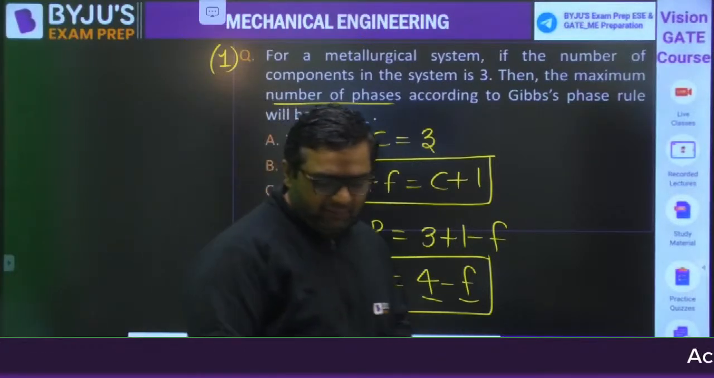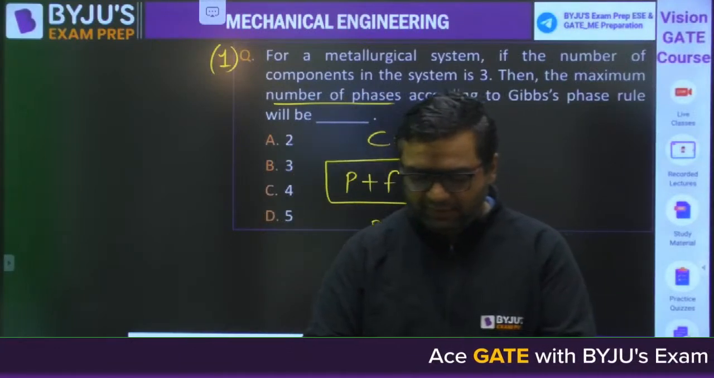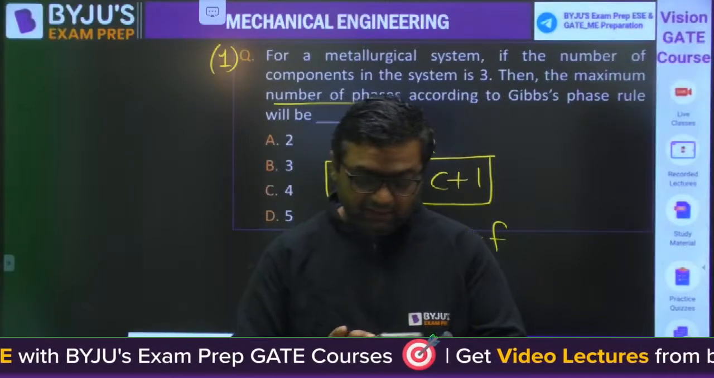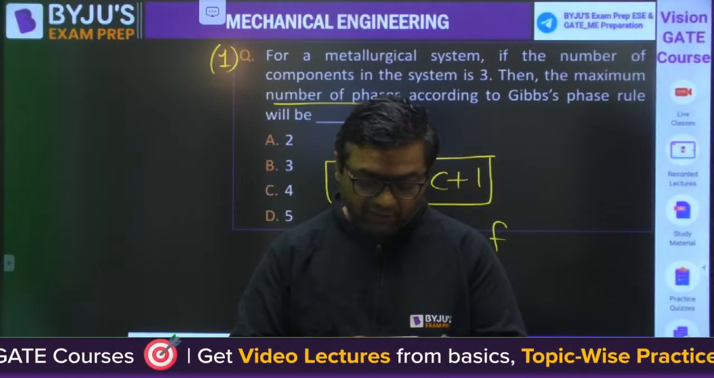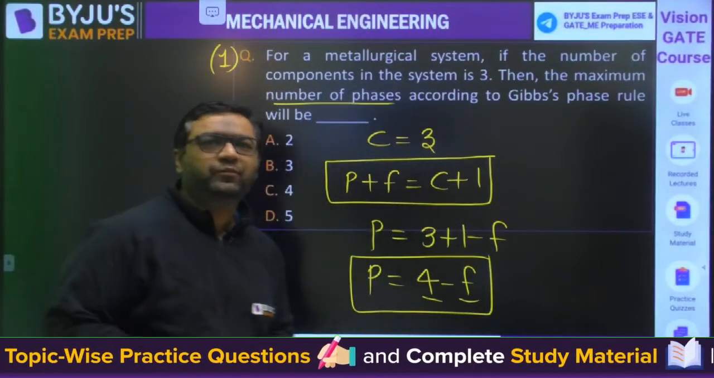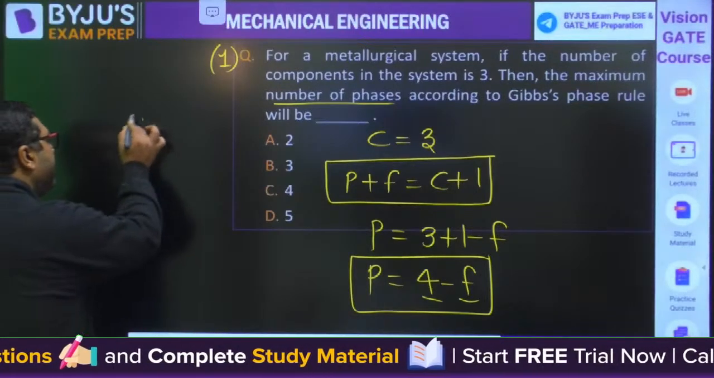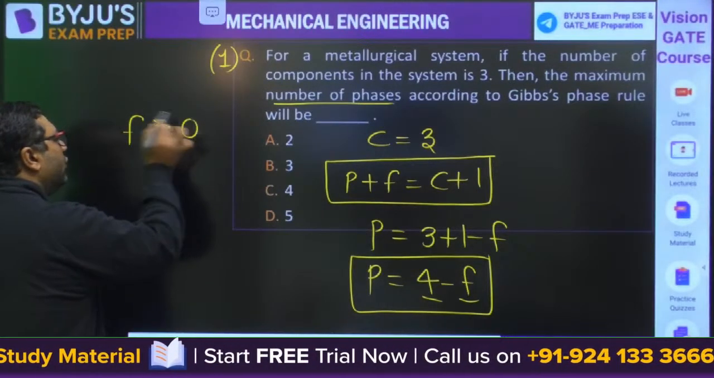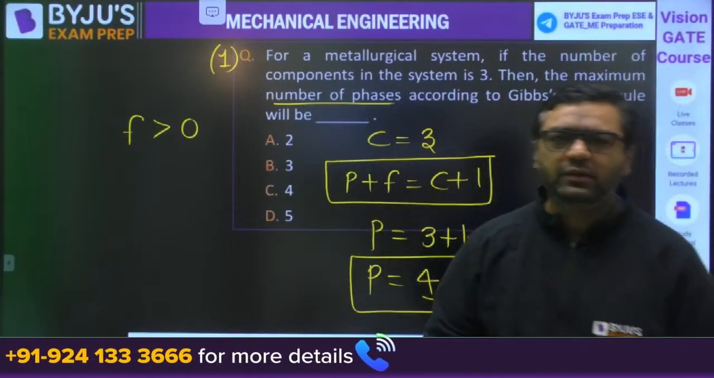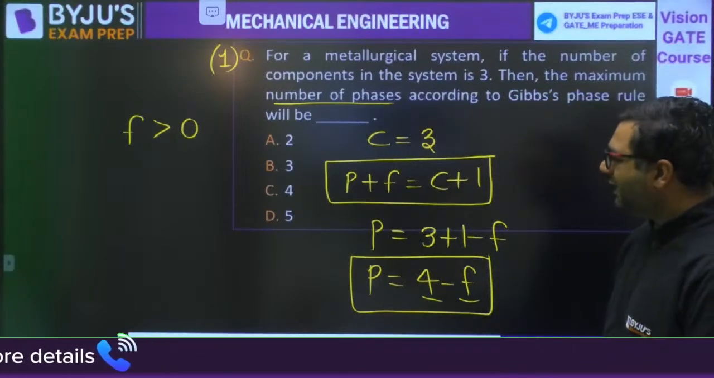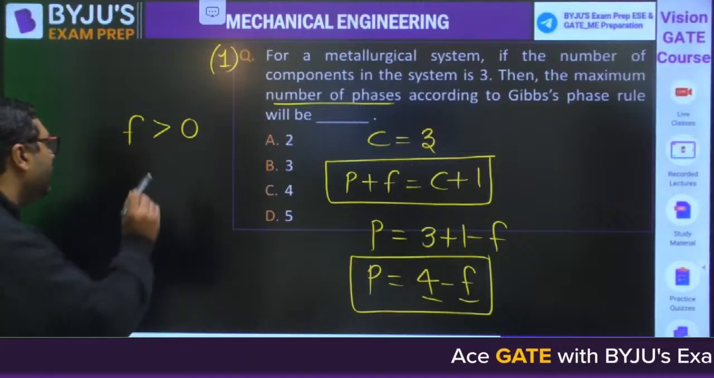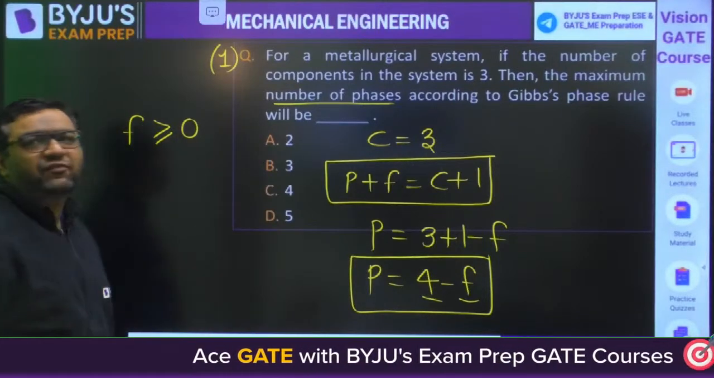Can you tell me what is the minimum degree of freedom value? What can F be at minimum? Yes, Tushar is saying 3. You know that degree of freedom is always going to be more than 0, right? 0 represents a space, 1 represents a line. Everybody remembers that? So F should be not less than 0, and at the minimum F can also be 0.